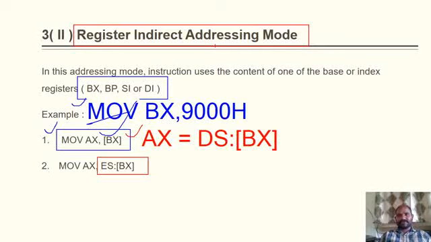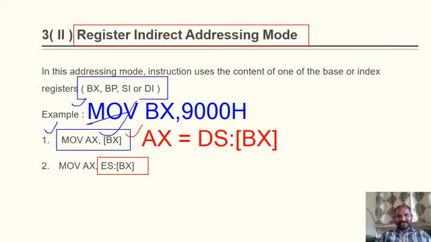In the 8086 microprocessor, in order to perform the register indirect addressing mode of operation, there are four registers available. Two are base registers and two are index registers. Using any one of those registers as a part of the instruction with the square brackets means you are using the register content as an offset address. So that is the register indirect addressing mode of operation.